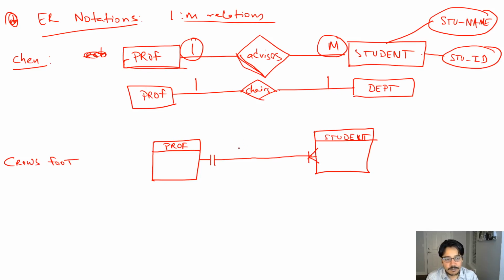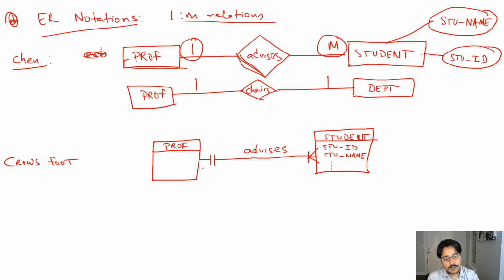And then the label is written on top of the connector. And the attributes are written within this block. So you have student ID, and then you have student name, and then so on and so forth.